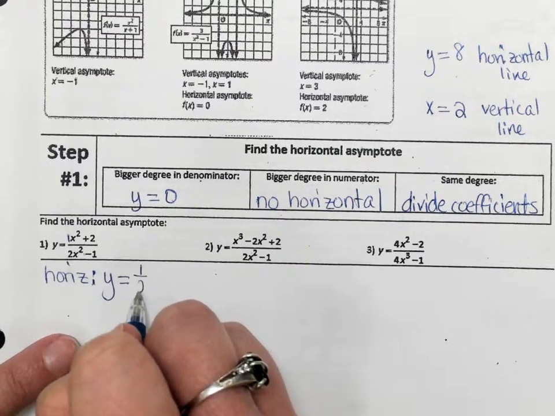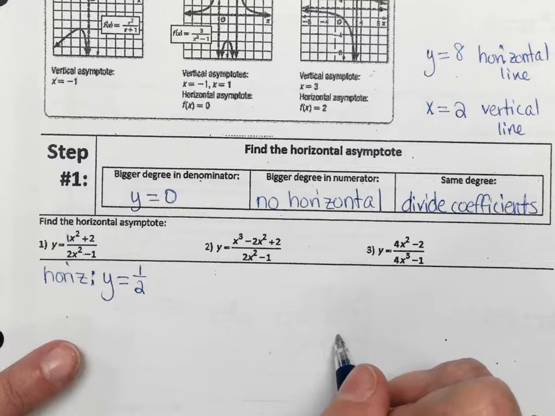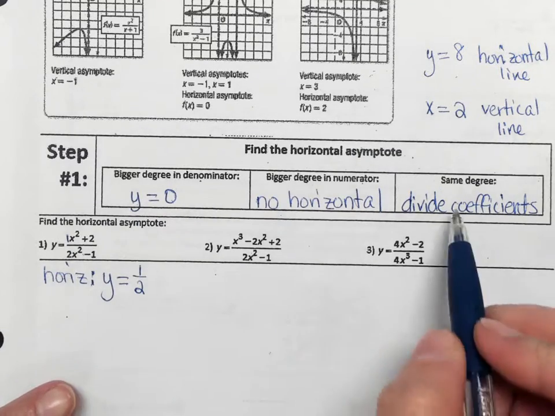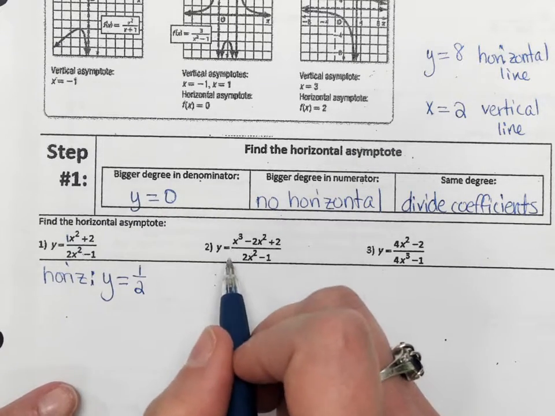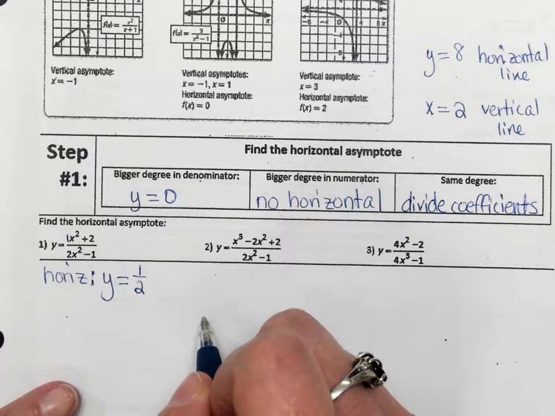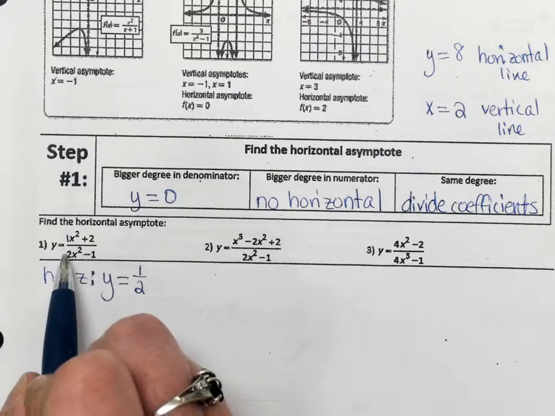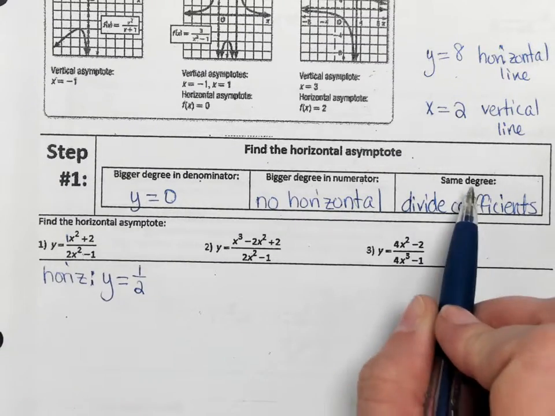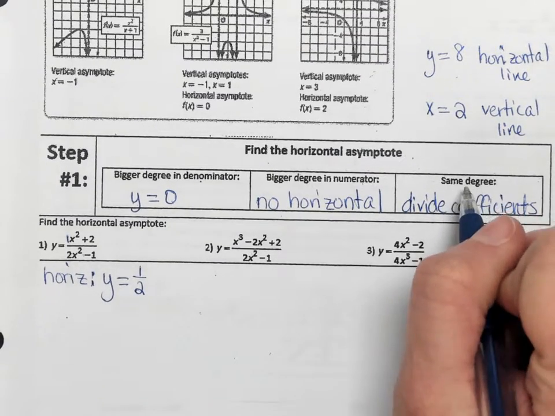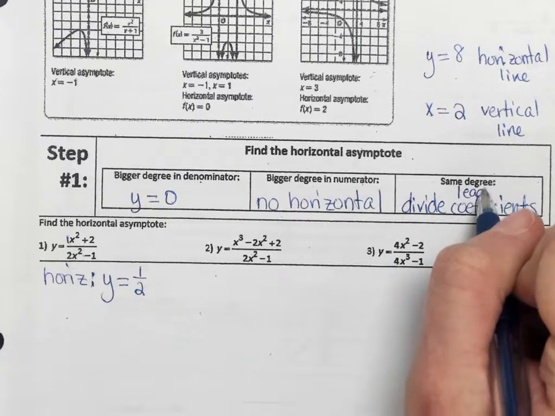1/2, 1/2. Very good. So the hardest part about these is just remembering these 3 rules, right? Okay, let's look at number 2. So you wouldn't have to do 2 over -1 either? No, just the leading coefficients. The same degree, just divide the leading coefficients. Here, we'll put leading right here. Is that better? Leading coefficients.